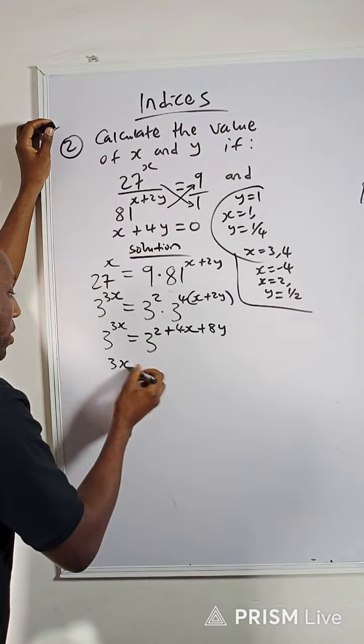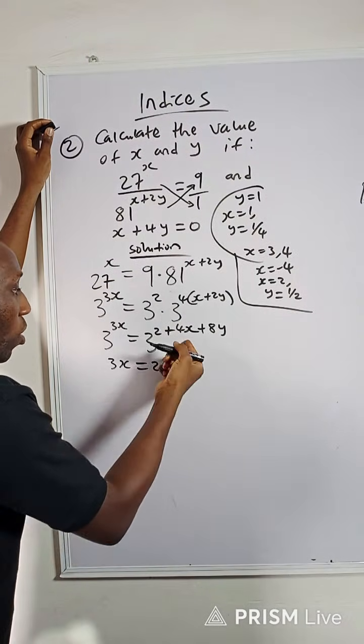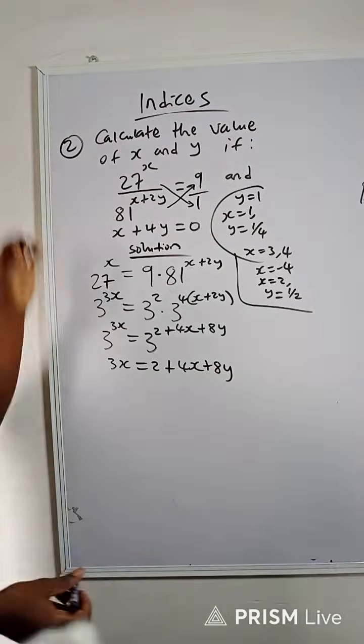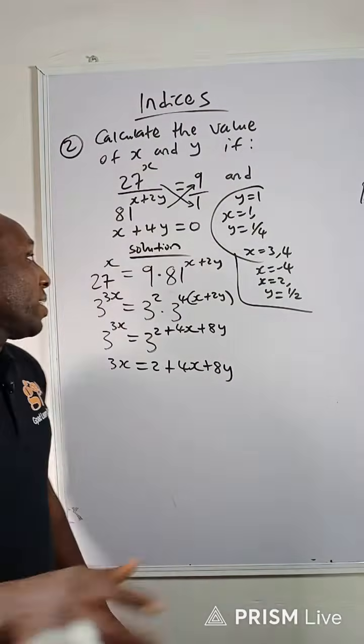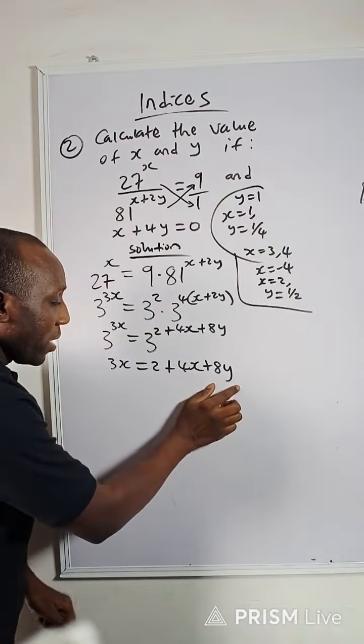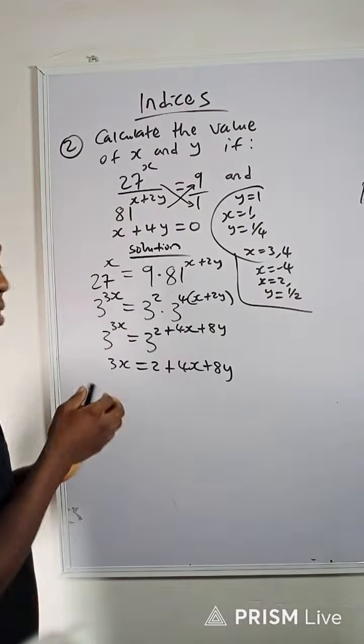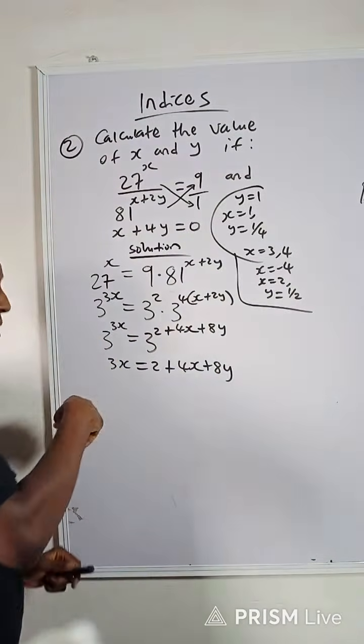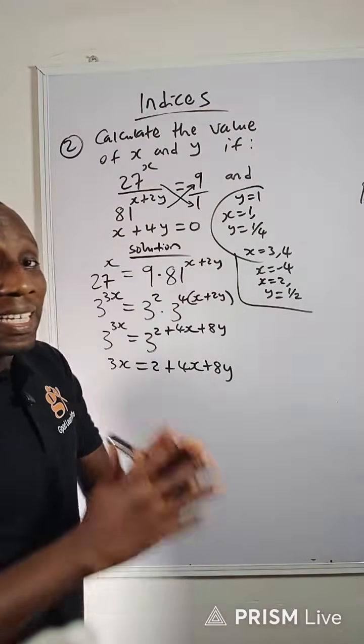So that would be 3x is equal to what? 2 plus 4x plus 8y. You see that? Now, watch this. I can decide to move 4x and 8y to the left-hand side, or I'll move 3x to the right-hand side while I move 2 to the left-hand side. Any method you want to use is fine.